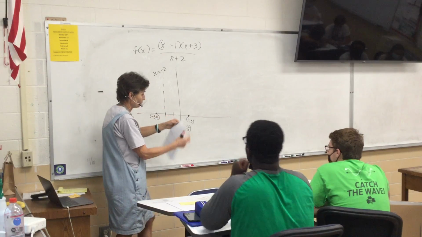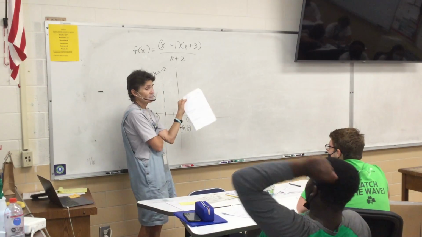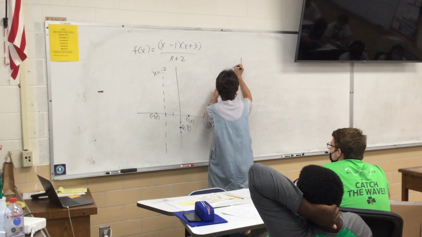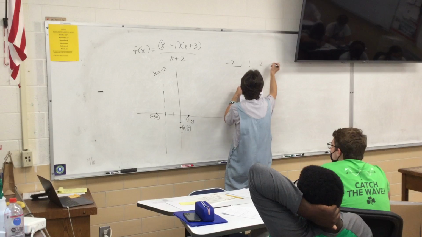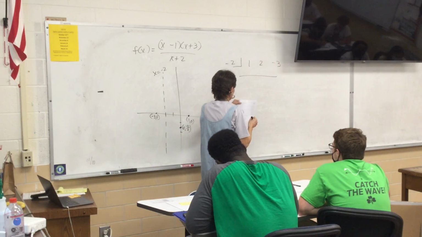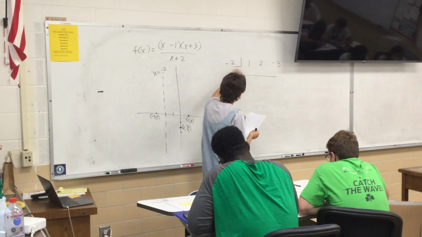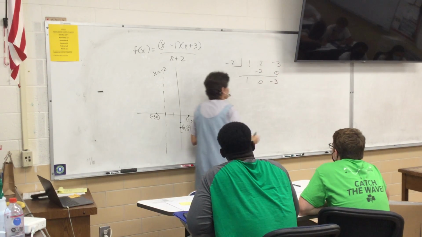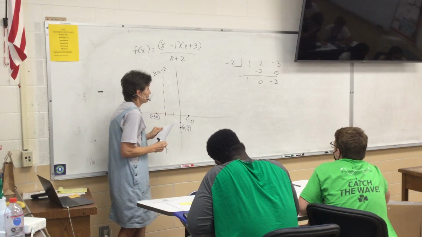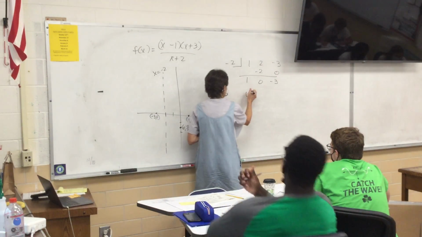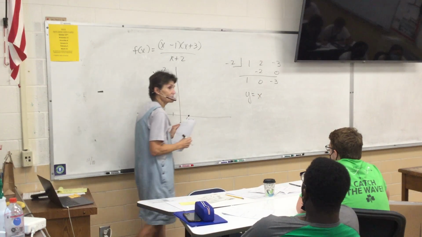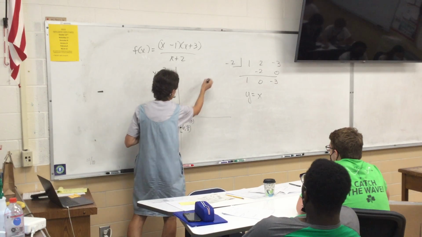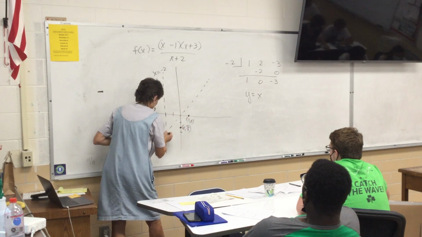Now I look at my original problem, and I notice that the power on top is bigger, so I'm going to have to do my division. So I'm putting my -2 out here in the box, and here I go. So my asymptote is going to be y equals x, my end behavior asymptote, which is this right here.